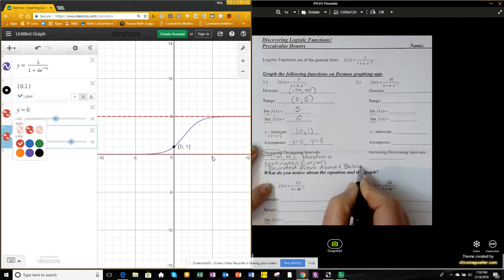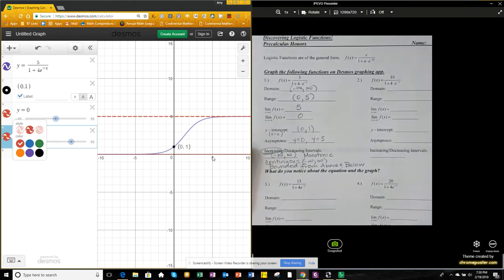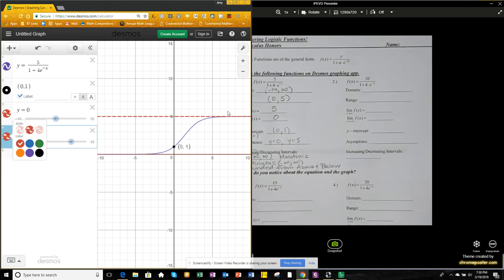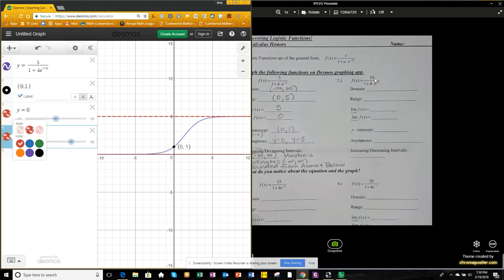Now, this one is not symmetric. It's not even, and nor is it odd. All right, so let's see what happens when we vary this a little bit, increasing the numerator to 10.